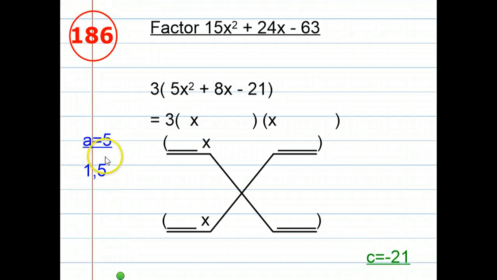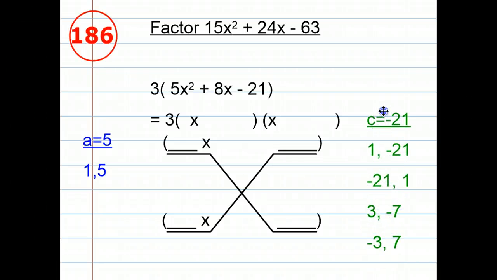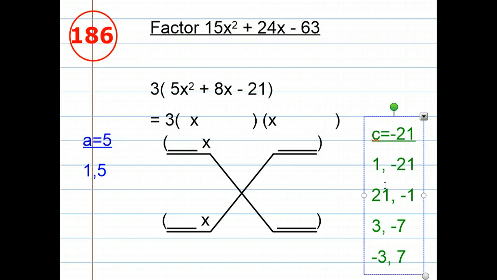So A is 5, which means A is a prime number, so we only have really one set of factors. But C is negative 21, which means we have two sets of factors. We have 1 and negative 21, or positive 21 and negative 1. And we have 3 and negative 7, or negative 3 and 7. So we're trying to figure out which combination of these will give us a positive 8.